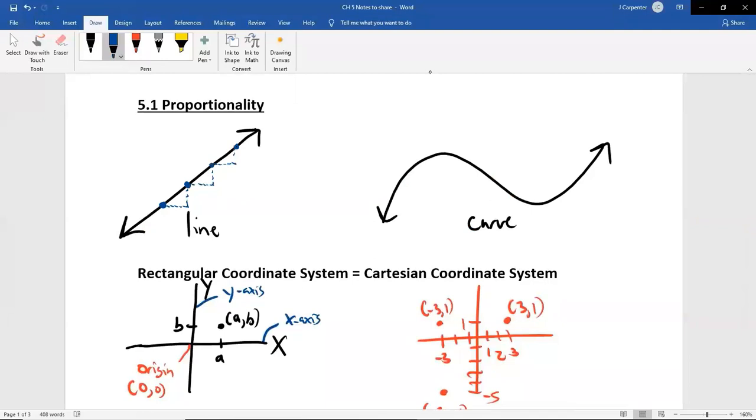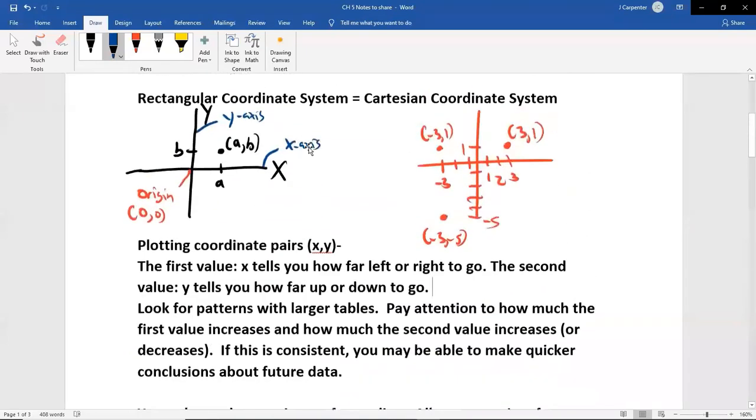So instead of just plugging in numbers, processing them algebraically and simplifying to get a number for your output, you could just keep doing this over and over. If you go right 1 and up 5, the next time you'll go right 1 and up 5, and then the next time you'll go right 1 and up 5. So if we're looking at a table of values, to find that pattern, we can look at the table of values. Pay attention to how much the first value is increasing, and then how much the second value increases or decreases. If this remains consistent, you may be able to make quicker conclusions about future data.